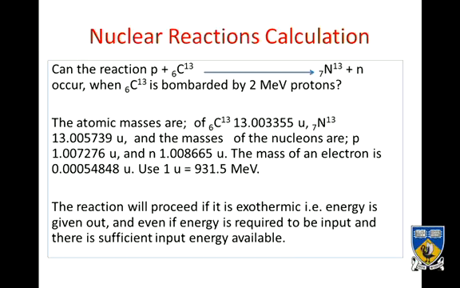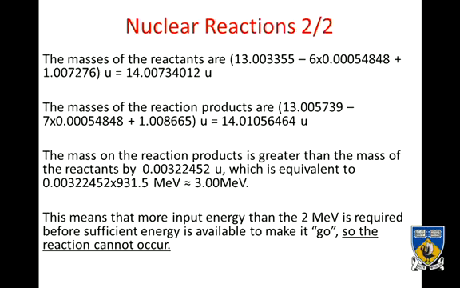So if I look at the left-hand side, the reaction will proceed if it's exothermic, if energy is given out, or even if energy is required and there is sufficient energy available. So unfortunately, I have to do my calculation on the next page. So the left-hand side is the C-13 atomic mass minus 6 electron masses plus the proton mass, so that the total mass of the left-hand side, without the mass equivalent of the energy so far, is this, 14 something something atomic mass units. Now, if I do the right-hand side, I take the nitrogen and I remove 7 of its electrons, because this was an atomic mass, and I add on the neutron, then I get this value.